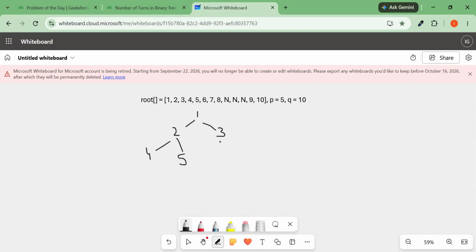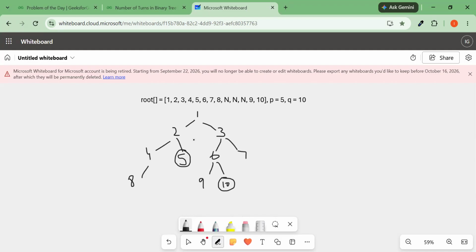Then after 4 and 5, it is 6 and 7. So this is 6, this is 7, and this is 8. And null is saying that there is no node for this right node. Then two more are not nodes. Here 9 will come and 10 will come. So this is the binary tree we are given, with P as 5 and Q as 10. This is the first node that we have to consider, and this is the second node, and we have to find the path from here to here.